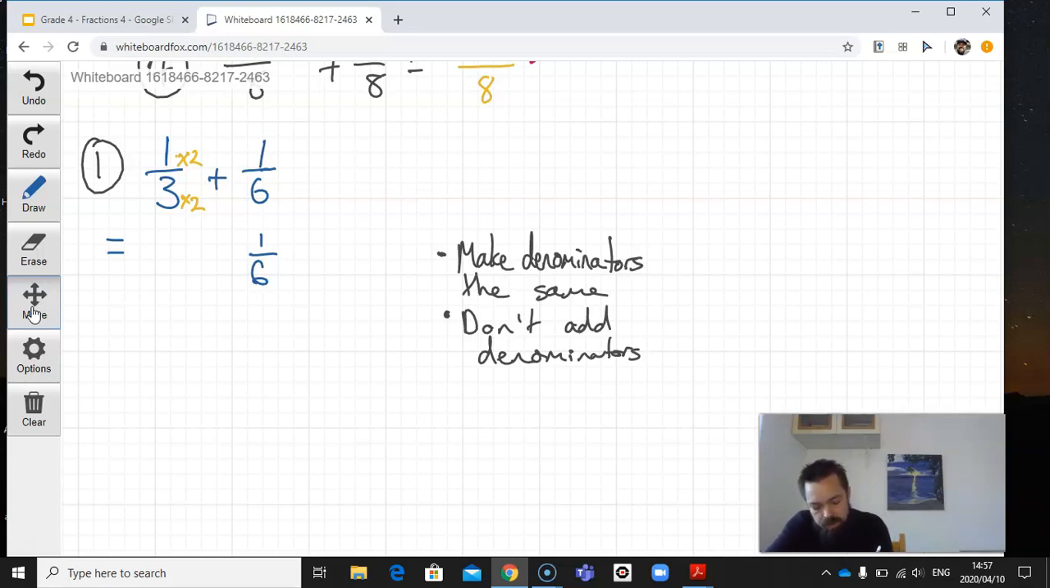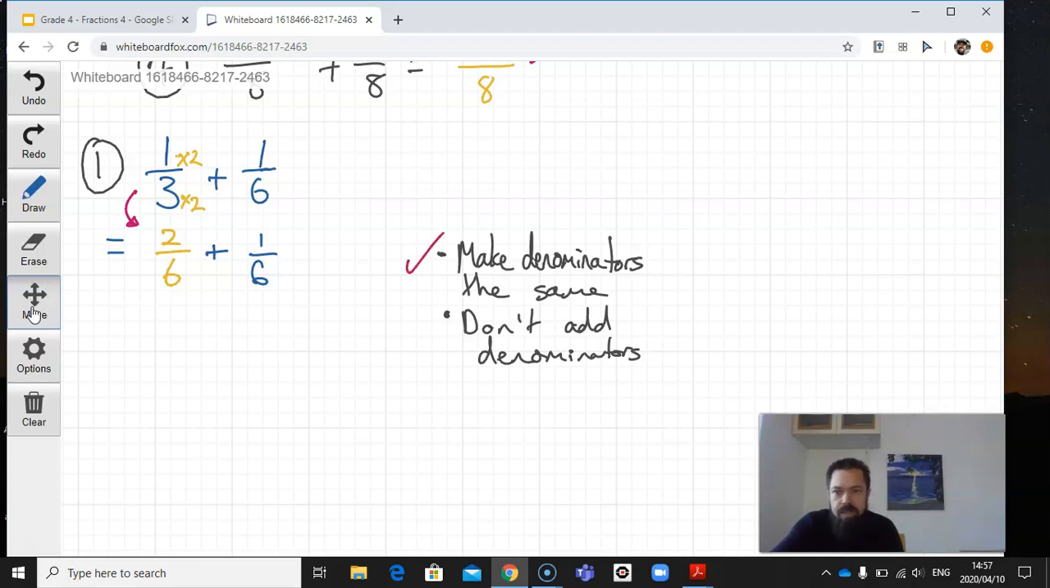1 times 2 is 2. 3 times 2 is 6. So now what I've done is I've used an equivalent fraction, because those two are the same. The ones on the left are equal to the same. We've just drawn them differently. I've now made my denominators the same so that I can tick my first rule.